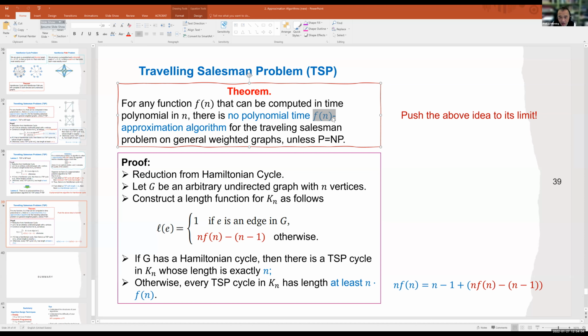And this fn can be arbitrarily large, right? Fn can be 1,000. It can be n squared. So no matter which function of n you fill in here, this kind of approximation ratio is not possible, right? So I hope I answered your question, Xinan.